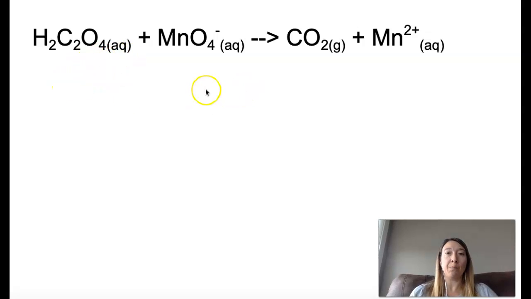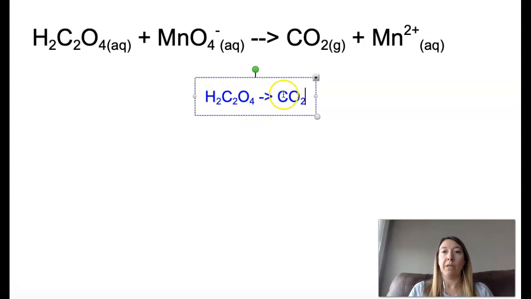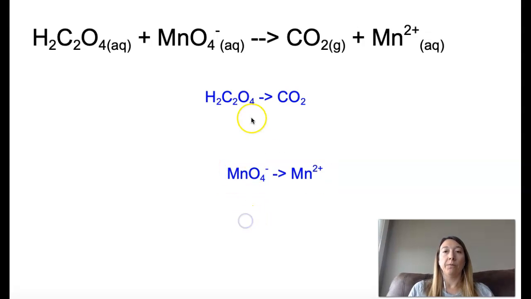So we are going to split it. The H2C2O4 is going to go into an equation with the CO2, and we are doing that because they both have the C. Our other half reaction is going to be the MnO4 minus with that Mn2 plus. Okay, so here's our two starting frames.